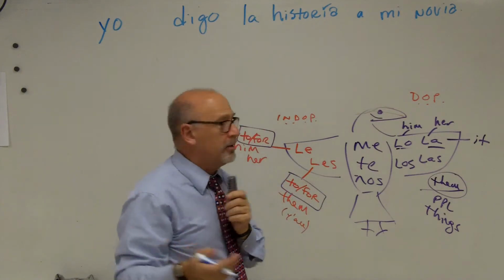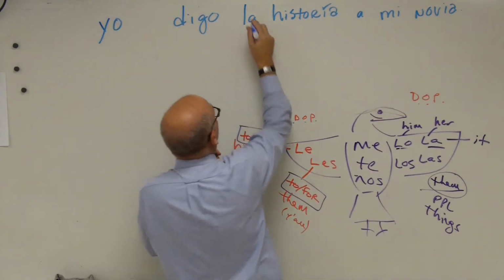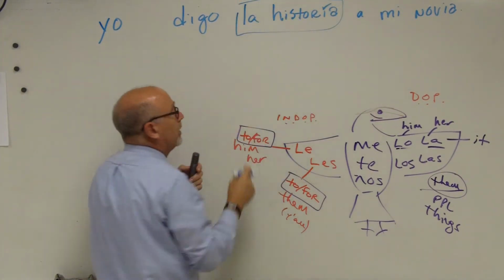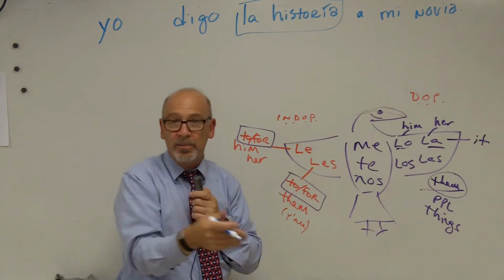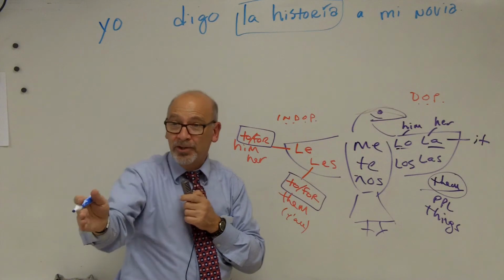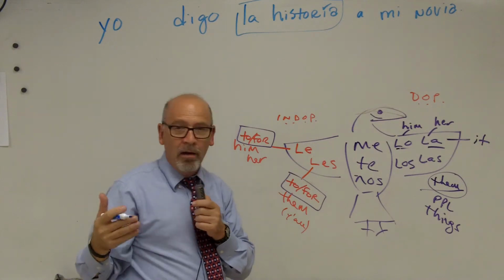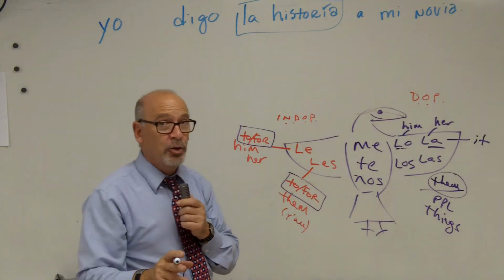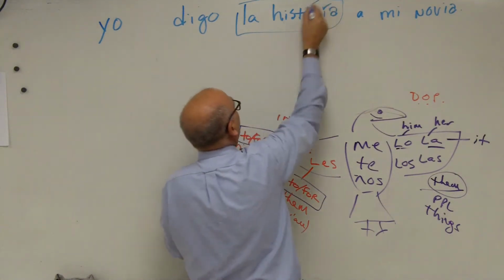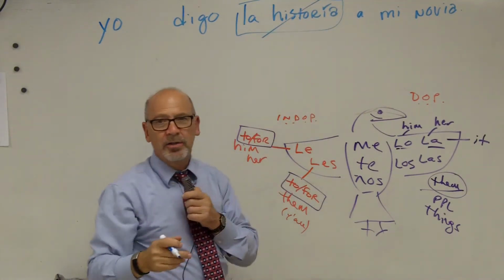Well, we got two parts here. I tell what? I tell the story. That's a direct object. But what if I want to say, oh yeah, I'm telling it to my girlfriend? Are you telling the story to your girlfriend? Yeah, I'm telling it to her. Aha. Now I don't want to say historia. I got to replace that.